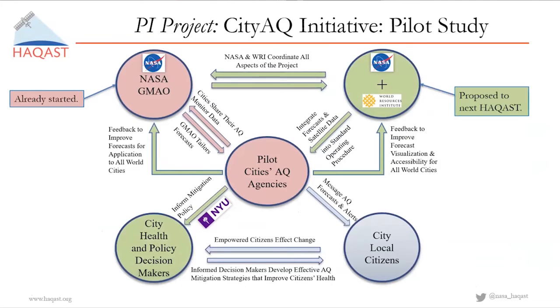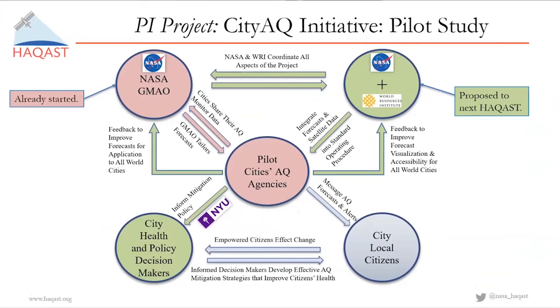The areas in green are what I propose to the next HACAS. So we're starting to work on this, but it's more in the idea formulation stage. The idea is I would work to integrate the forecast and satellite data into the standard operating procedures of the pilot cities. And we would get feedback all along the way on their needs, what they find troubling, what they find very useful, and so on. And it would be a very iterative process.